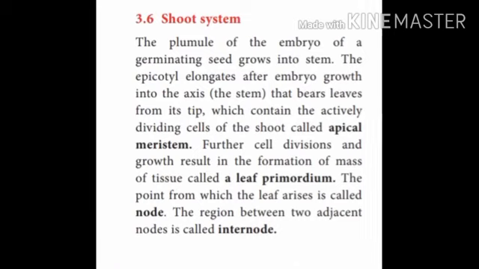The next topic would be the shoot system. The plumule of the embryo, in a germinating seed, grows into a stem. The stem is elongated from the epicotyl of the embryo into the axis that bears leaves. They are actively dividing cells, and it is a mass of tissues called the leaf primordia, and it has got nodes and internodes.